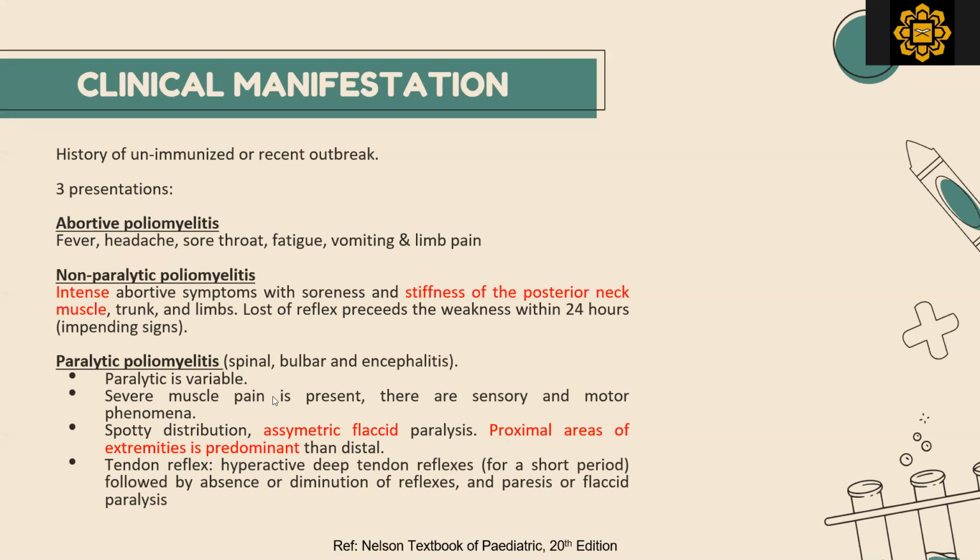So severe muscle pain is present. There are sensory and motor phenomena. The distribution is usually spotty, and it is asymmetric flaccid paralysis. It is predominant at proximal area, extremity, than distal. So the tendon reflex will be mixed, however prominently absent.